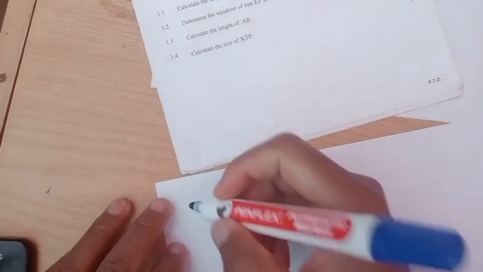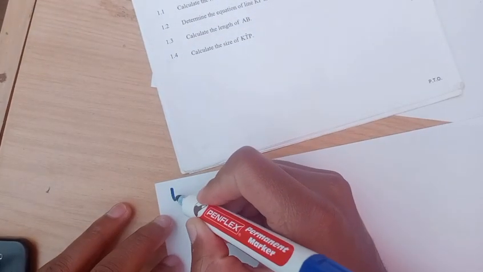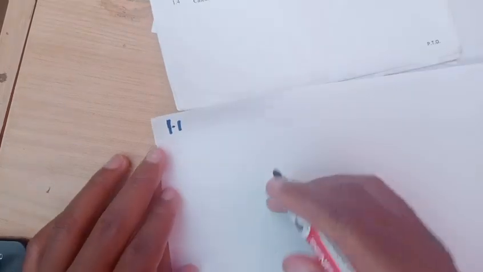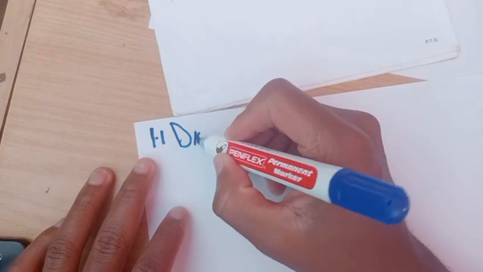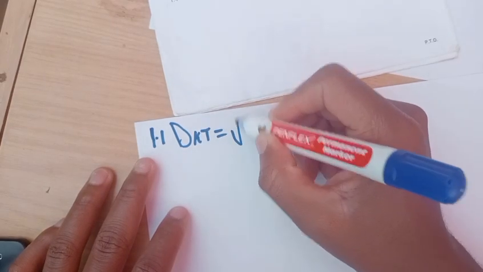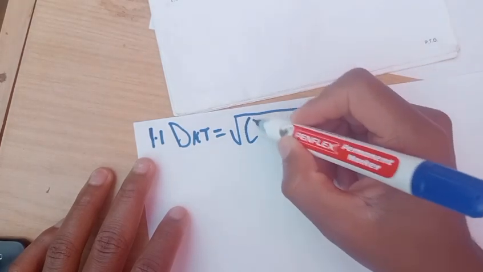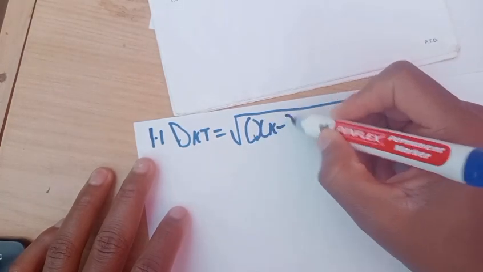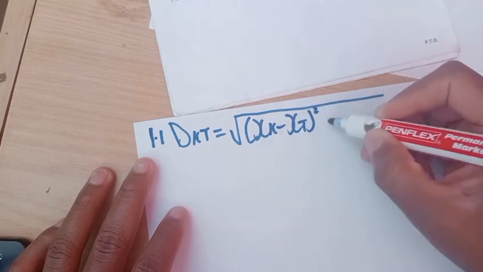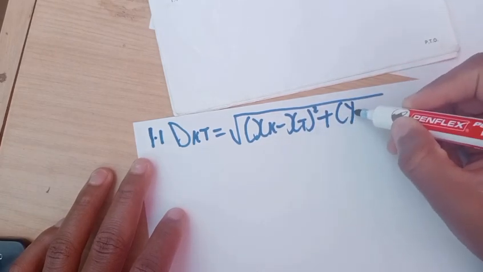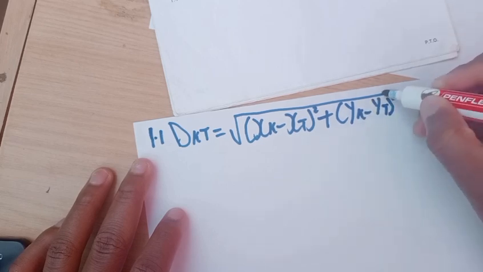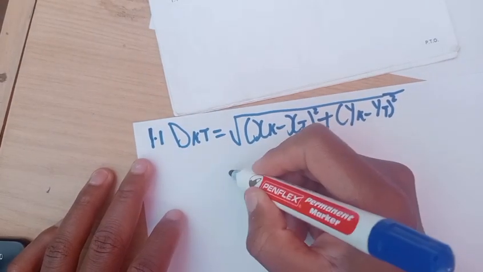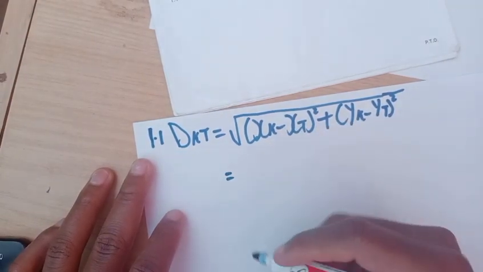Now we are looking for KT, so we're going to use the distance formula. The distance of KT is going to be the square root of (xk minus xt) squared plus (yk minus yt) squared. Then after here, you just substitute the coordinates.